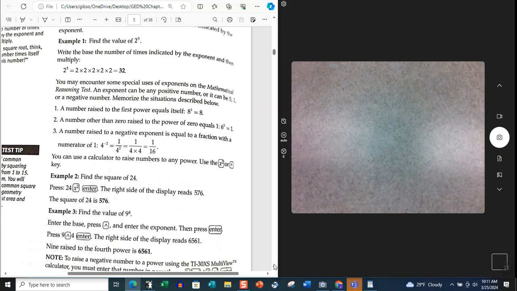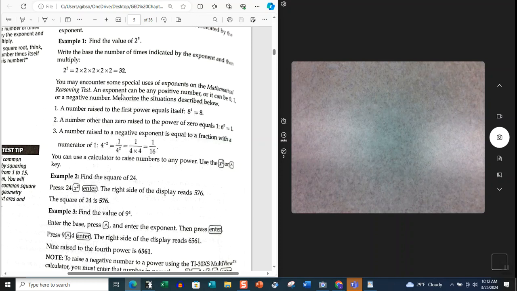So example 1, it says find the value of 2 to the 5th power. We'll write the base the number of times indicated by the exponent and then multiply. So we have 2 to the 5th power, so we'll write that 5 times. And then 2 times 2 times 2 times 2 times 2 is 32.